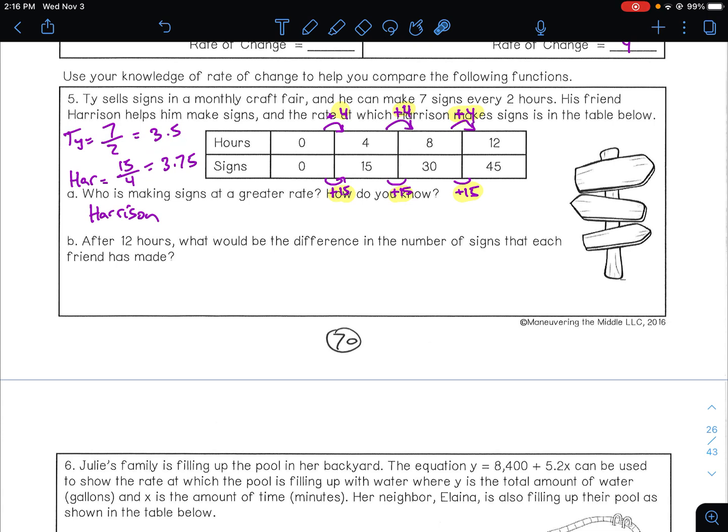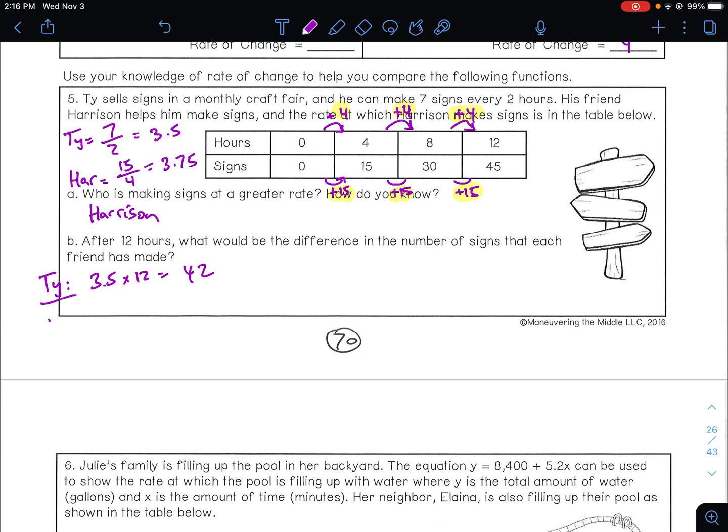So I know that Ty makes 3.5 signs after 1 hour. So I'm just going to do 3.5 times 12 hours, which gets me, that's calculator work, 42. This is Ty, by the way. Ty makes 42 signs after 12 hours.